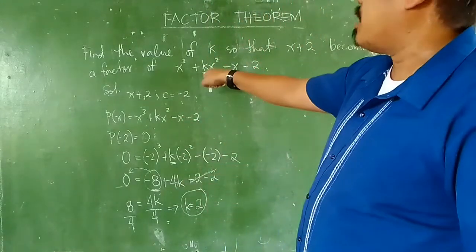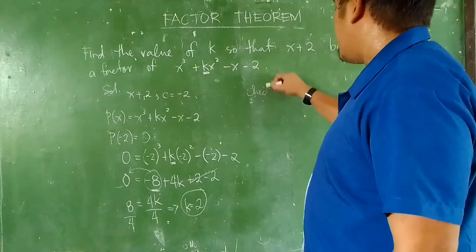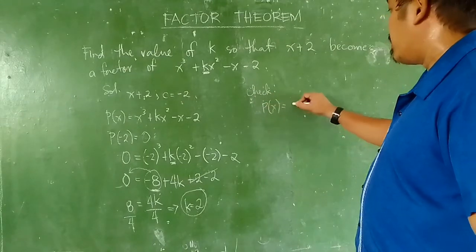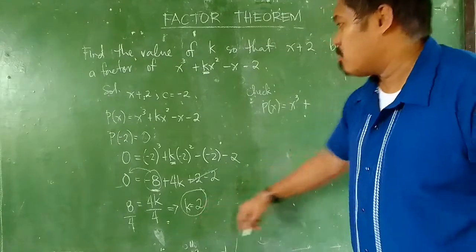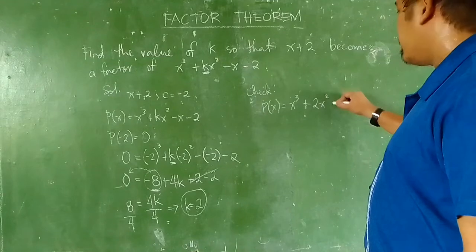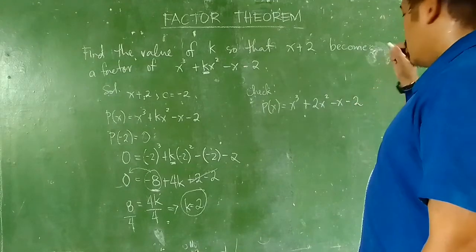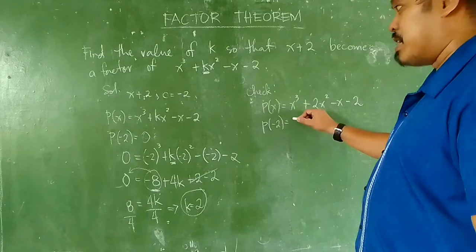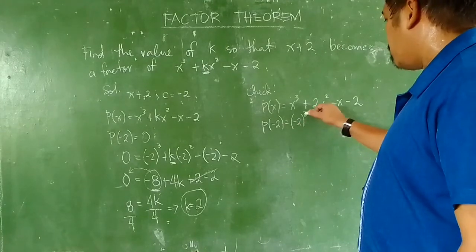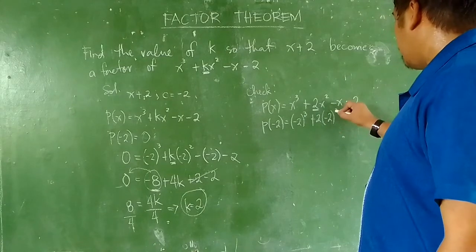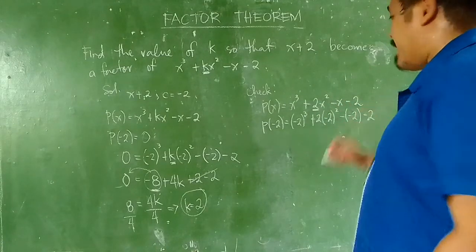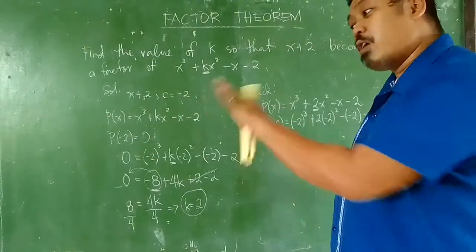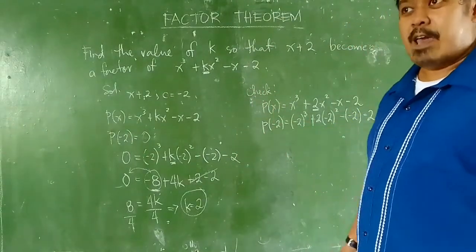Good. So, ibig sabihin, ang value na ngayon ng k mo dito is equal to 2. Ngayon, i-check natin kung tama yung magiging sagot natin. So, lumalabas ngayon na ang ating function P of x should be equal to x cubed plus yung na-obtain na value ng k which is 2, so 2x squared minus x minus 2. Ngayon, kukunin ko yung P of negative 2. So, negative 2 cubed plus 2 times negative 2 squared minus the quantity negative 2 minus 2. Kailangan maging 0 yung value nito kasi yun ang ino-obtain natin para maging factor siya.